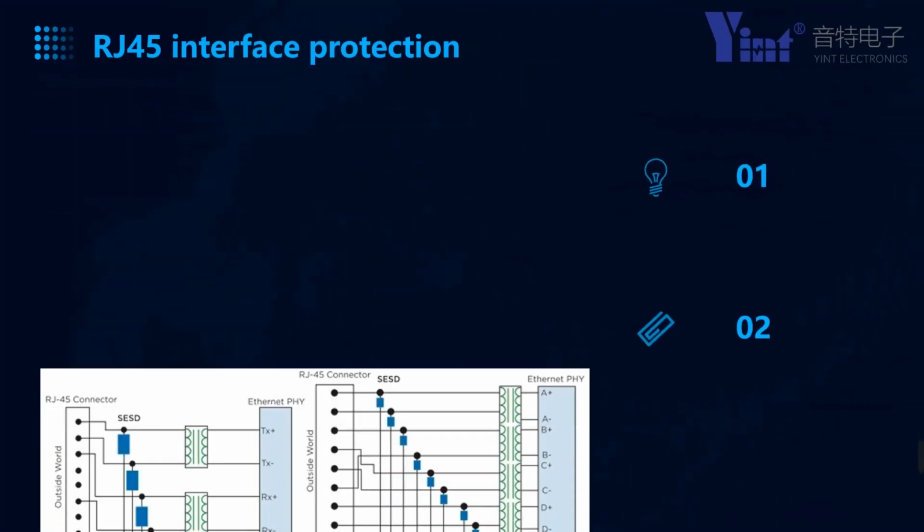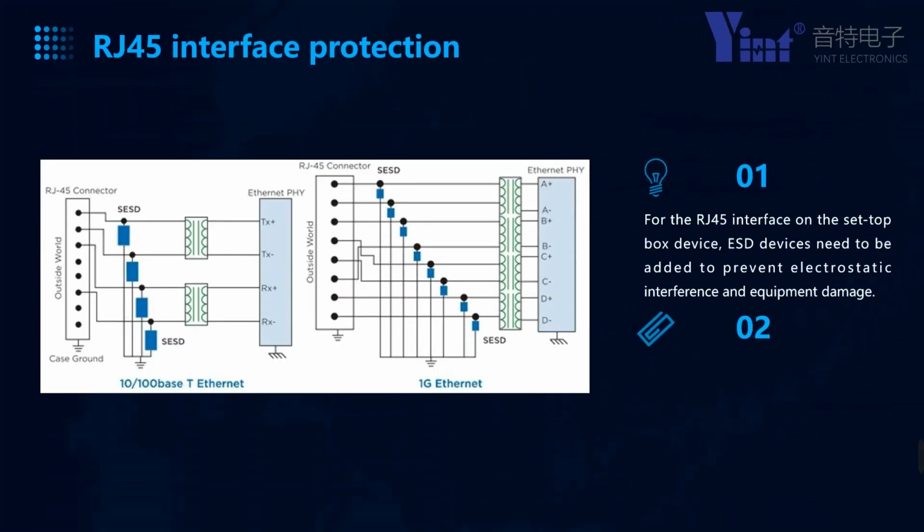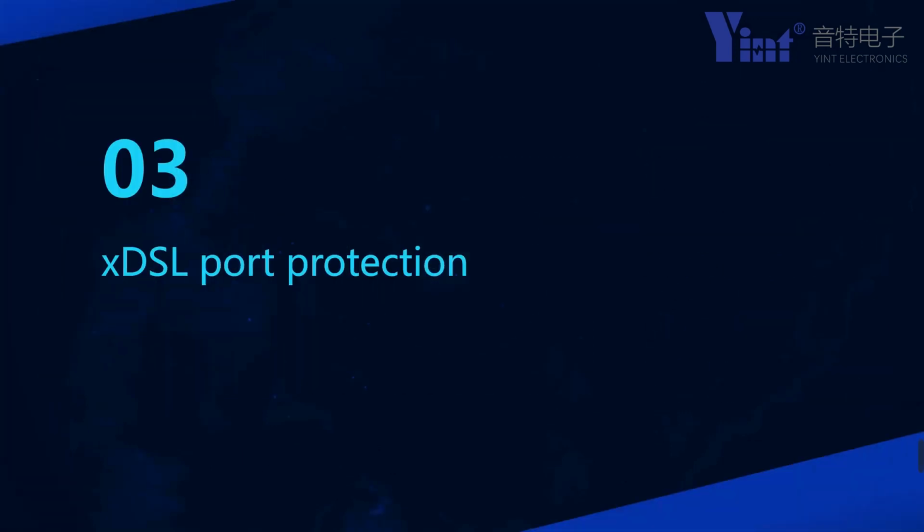For the RJ45 port on the set-top box device, considering the equipment damage caused by static electricity during frequent plugging and unplugging, ESD devices can also be added to the port to protect against electrostatic interference. Figure shows the application of using ESD devices for protection on 10/100 Base-T and 1G Ethernet respectively.